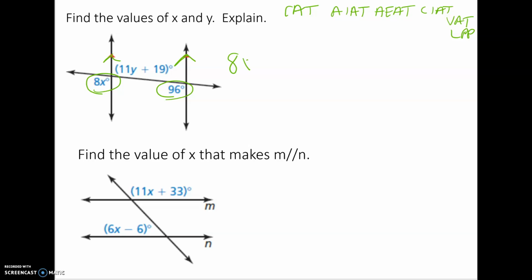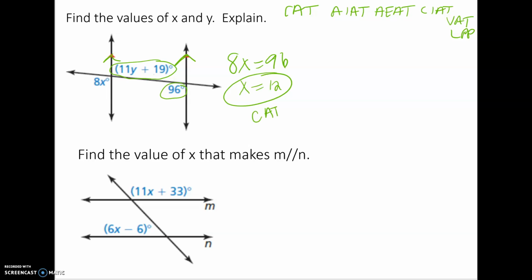8x equals 96, and then I'm going to solve that. So I take 96, divide by 8, and I get 12. So x is 12. Okay, now I still need to figure out this angle up here. Now some of you are like, okay, I could plug it back in. That gives me vertical angles. Or right here, these two should be equal to each other because they are alternate interior.